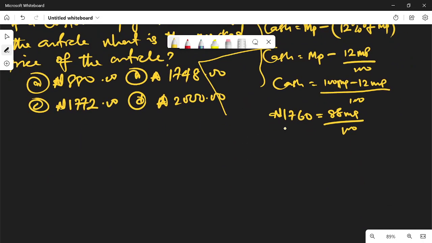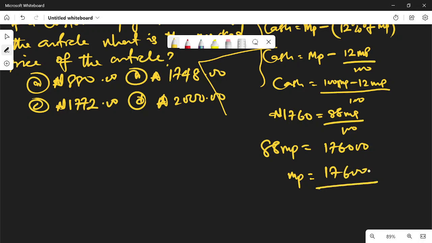When you cross multiply, you have that 88 MP is equal to 176,000. So the marked price is going to be 176,000 divided by 88, that will give us 2,000. So the marked price is 2,000 naira. So do you understand that now? Okay, I think.